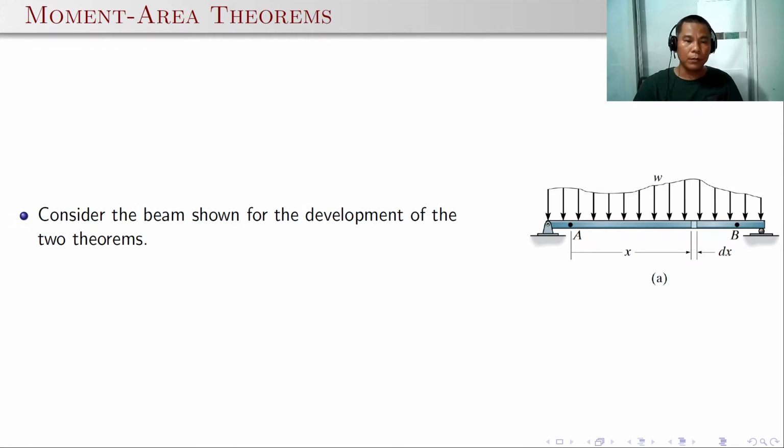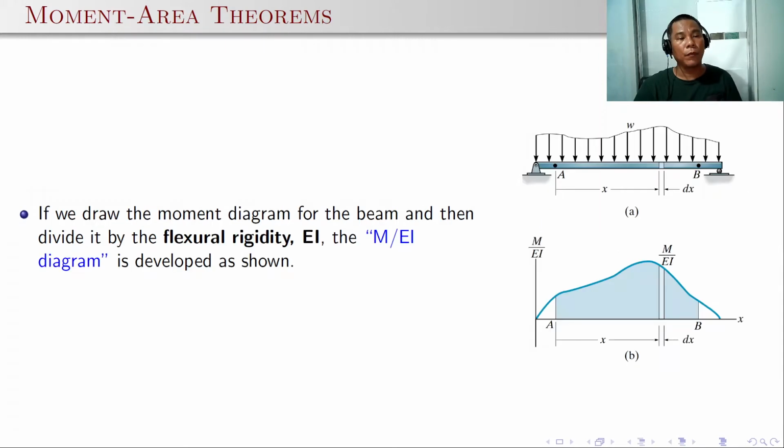Consider the beams shown for the development of the two theorems. The simply supported beam with uniform loading. If we draw the moment diagram for the beam and then divide it by the flexural rigidity EI, the M over EI diagram is developed as shown. What we did before is we draw the shear diagram, then after that the moment diagram. For this particular theorem, the difference is that there is the divisor EI. We need to include this, especially if we have different values of EI for every segment.